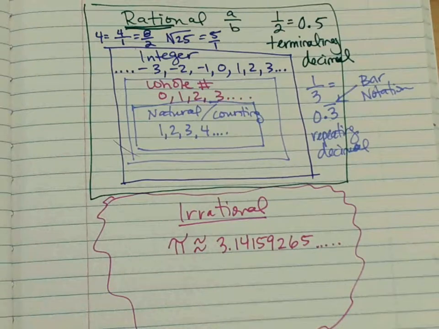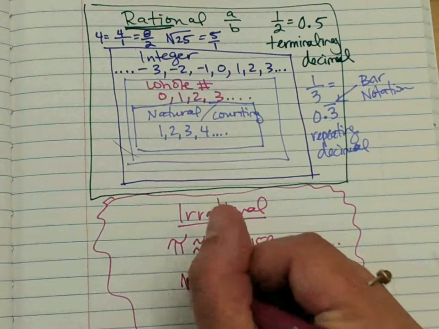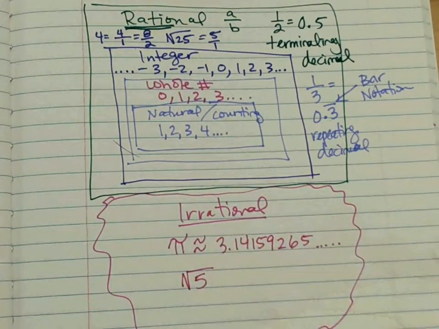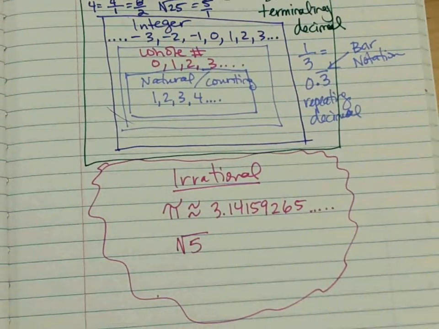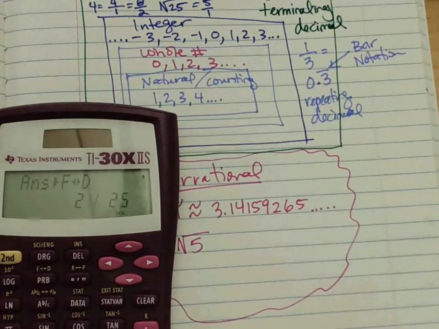Some other numbers that we found were the square root of 5. Remember, 5 is not a perfect square. When we were doing the Pythagorean theorem, we were talking about square roots. And what would happen if I took the square root of 5? I would get what kind of number? I would get a decimal, exactly. So let's look at what the square root of 5 is.